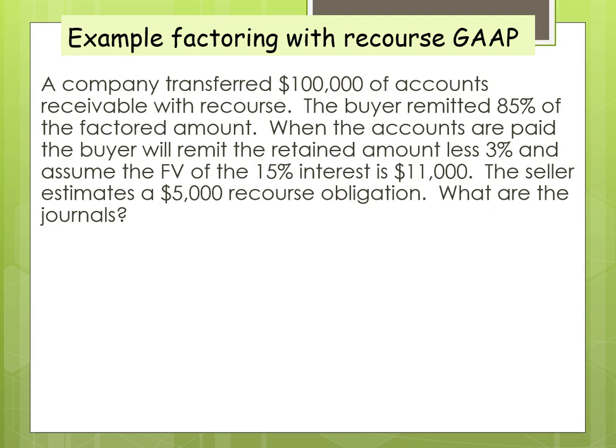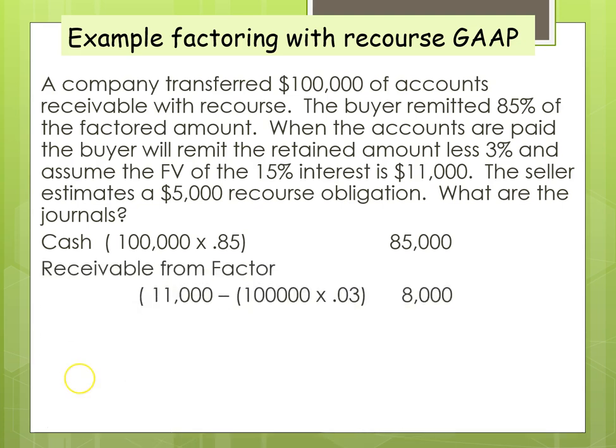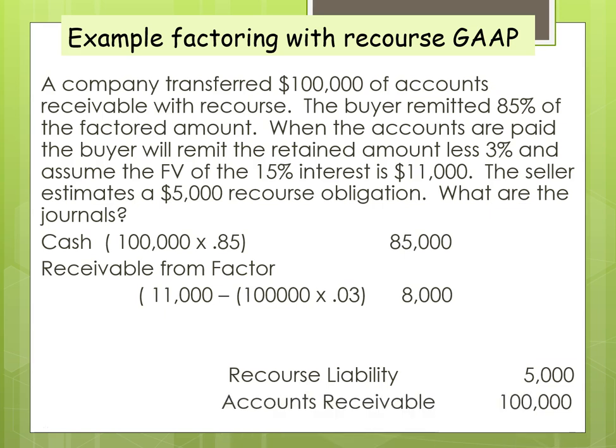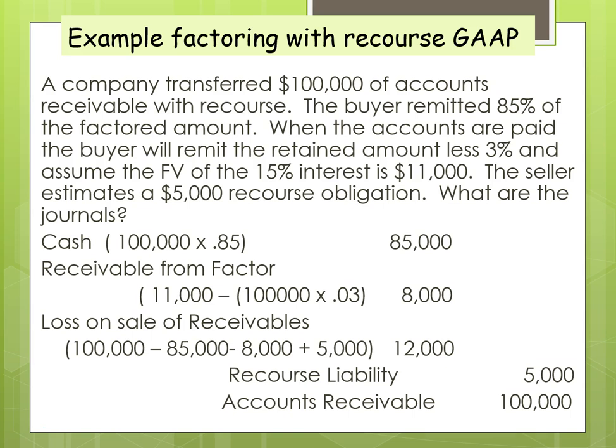Now, what if there is recourse? Same problem. Well, again, the cash is still going to be $100,000 times 85%. The receivable from factor is still going to be $8,000, but we're going to have to set up a recourse liability. Then we credit the accounts receivable, and in that case, we have a larger loss, and in this case, it's going to be $12,000.